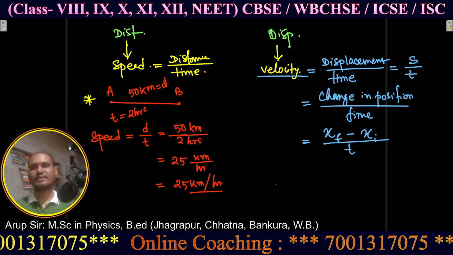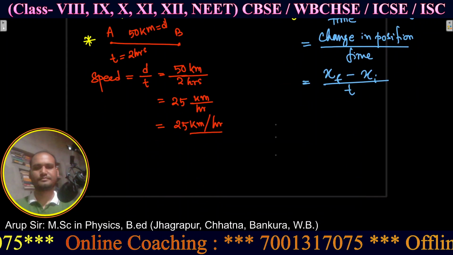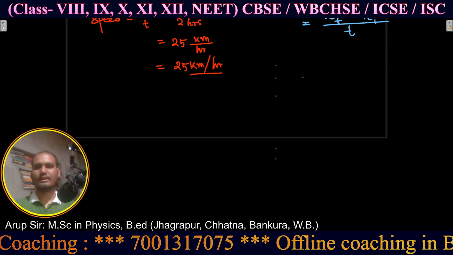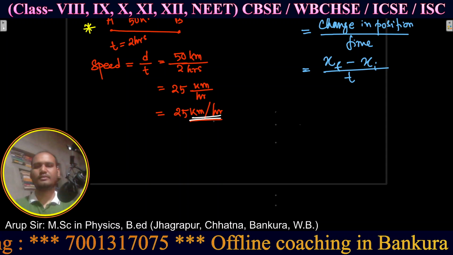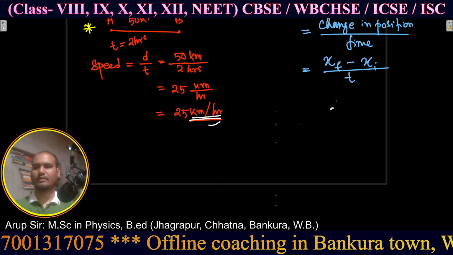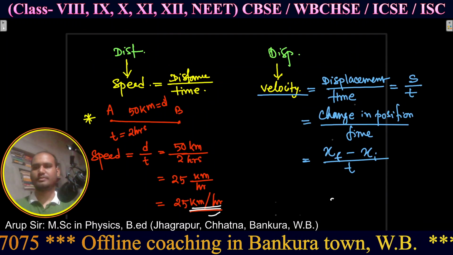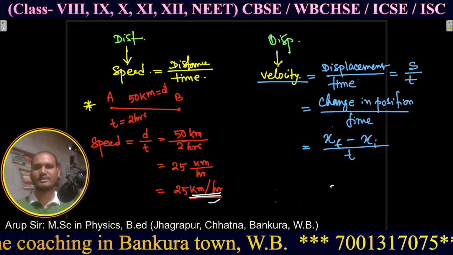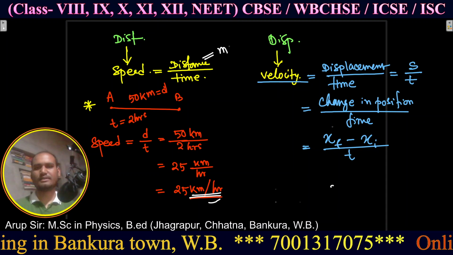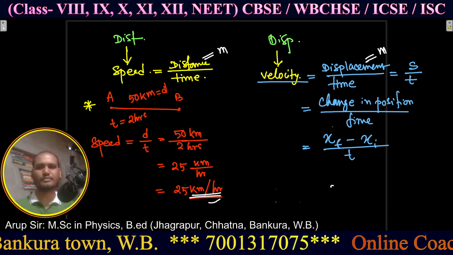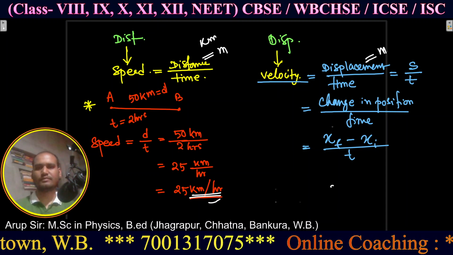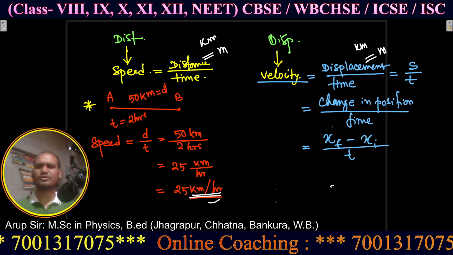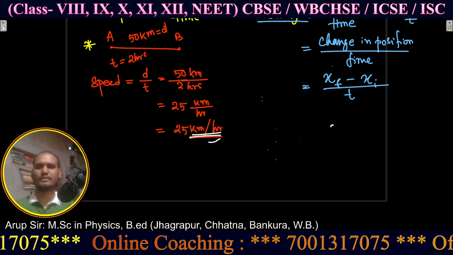Now let's come to the unit of this too. Here we were getting kilometer per hour. Here also you will get the same kind of thing, because you know the units of distance and displacement are the same. If it is meter, then you can write meter. If it is kilometer, then it will also be kilometer. So their units are the same, so obviously speed and velocity units will be the same.